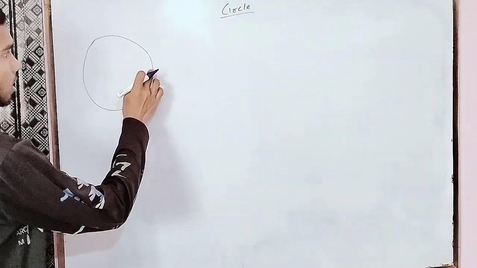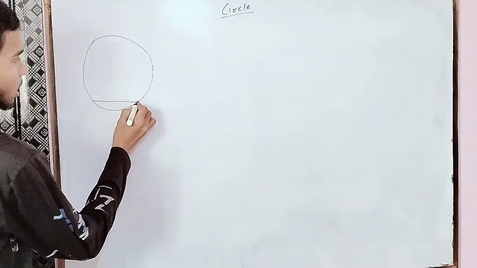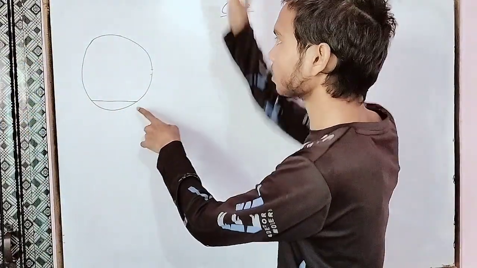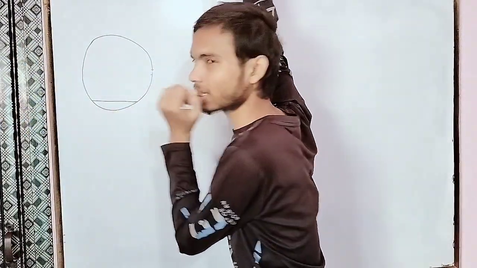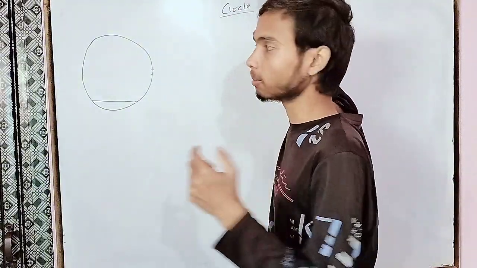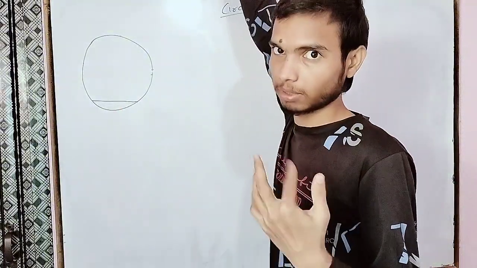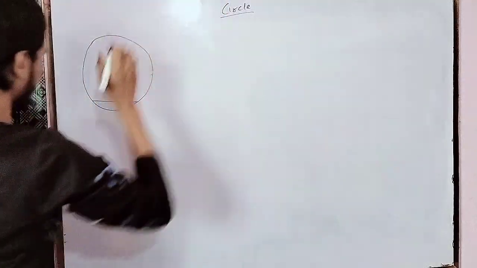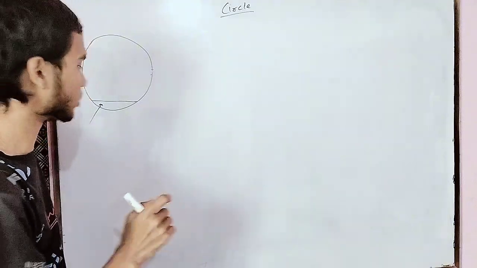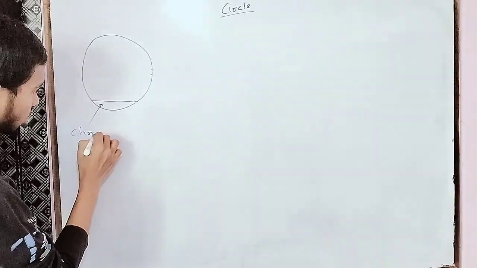Now let's understand the chord. What is a chord? This line segment of the circle is also a line segment. But what type of line segment? This is a chord line. Remember, a chord is not an area. A chord is not a region. Okay, so this is a chord.